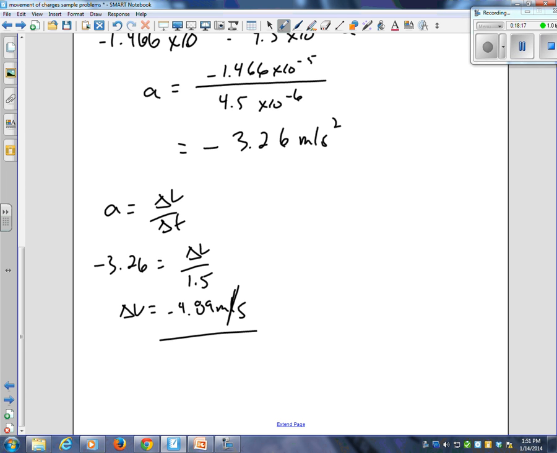How far will it have fallen? First step, find the average. Negative 3.665 meters. Hey, this is a pretty big question, isn't it?